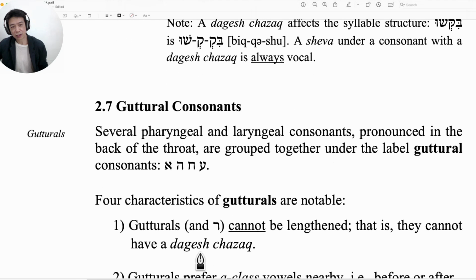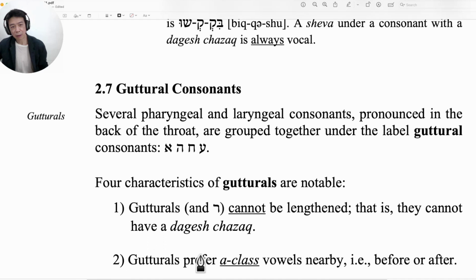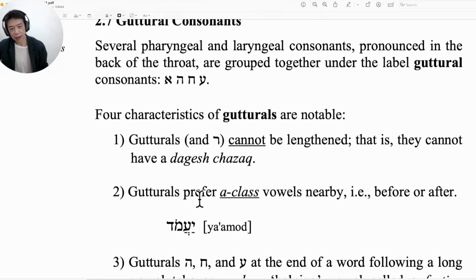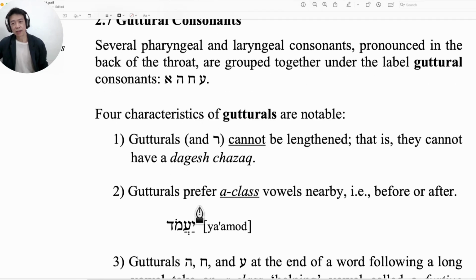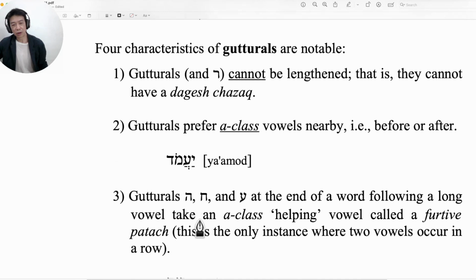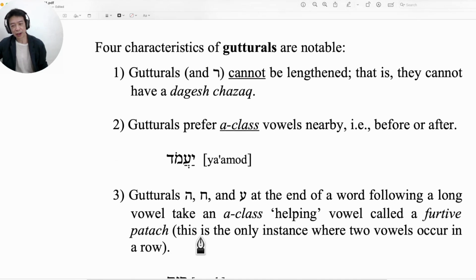For the guttural consonants, there are several pharyngeal and laryngeal consonants pronounced in the back of the throat, and they are grouped together under the label guttural consonants. So the guttural consonants are aleph, hey, het, and ayin. There are four characteristics of the gutturals that are notable, as follows. We'll be going through them in more detail later.